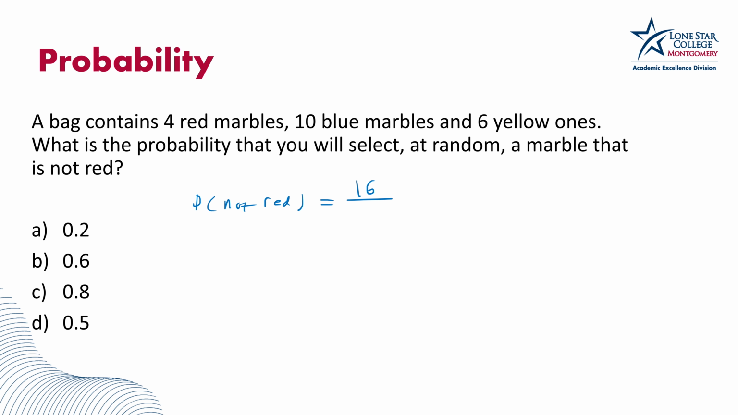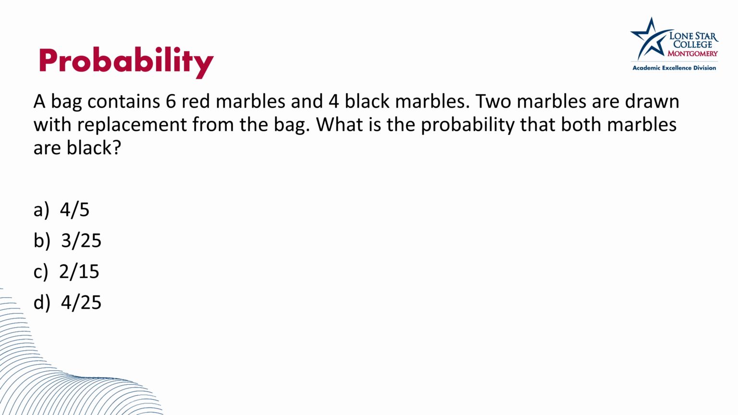But if we look at our answer choices here, it's in decimal form, while sometimes probabilities could be in the form of fractions. So first things first, let's reduce this. 16 over 20, we can divide by 4 top and bottom. Gives us 4 over 5. And 4 over 5 as a decimal is 0.8. So the probability of you drawing a marble at random and it not being red is 0.8, which is answer choice C. Now we have a bag containing 6 red marbles and 4 black marbles.